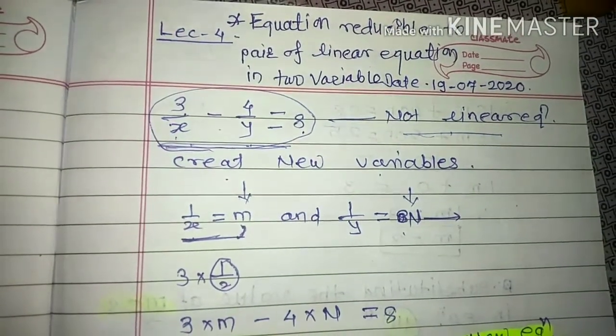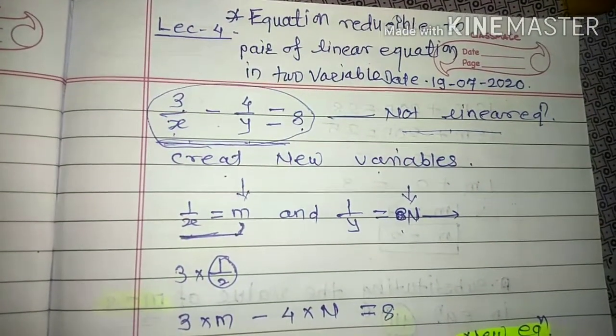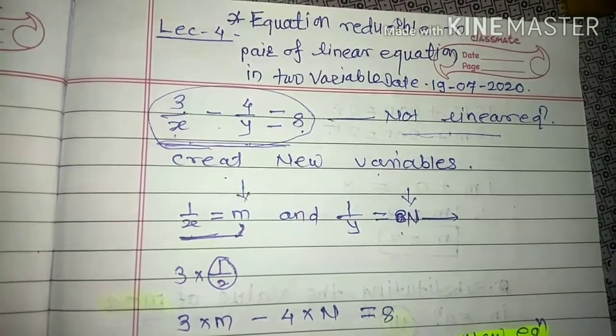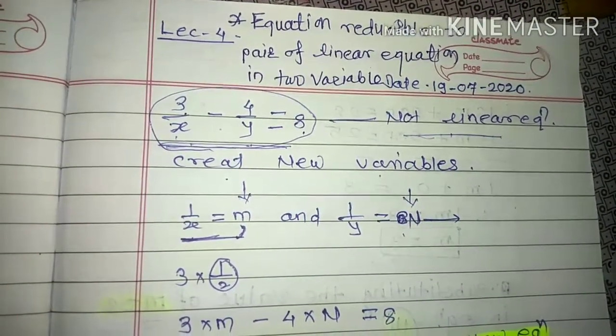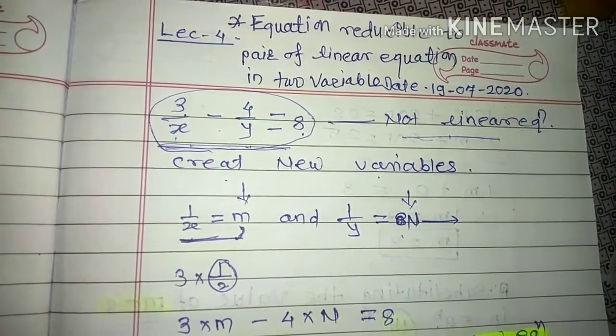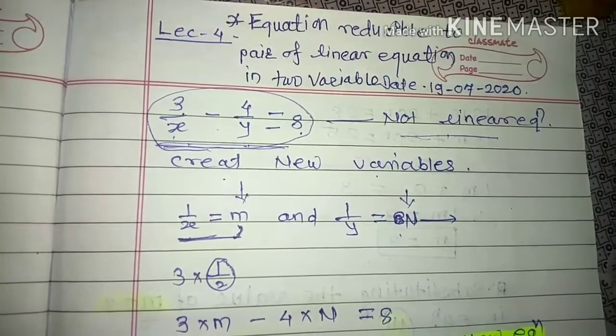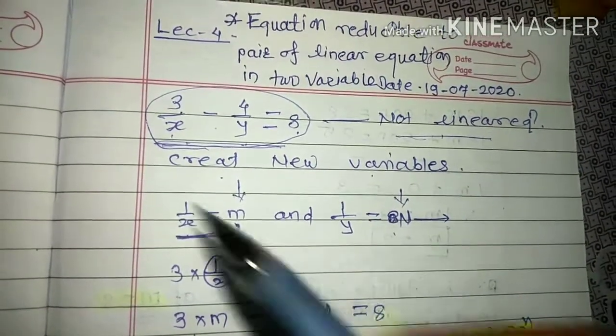Now, students, all of you listen here. The fourth lecture is equations reducible to a pair of linear equations in two variables. Now, listen here.